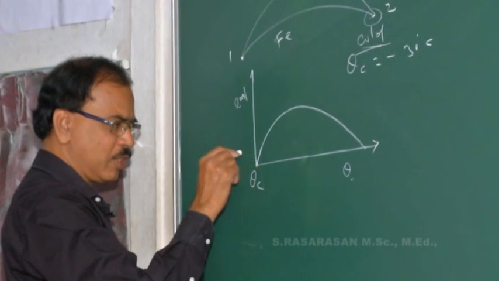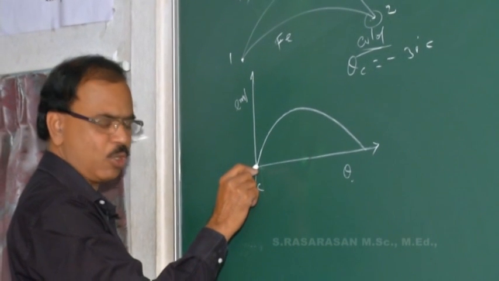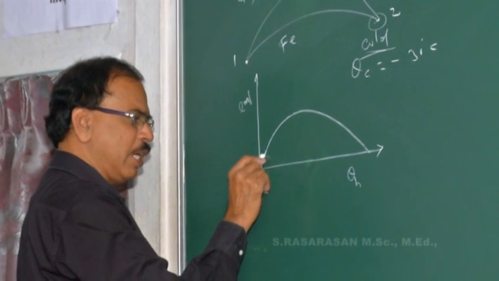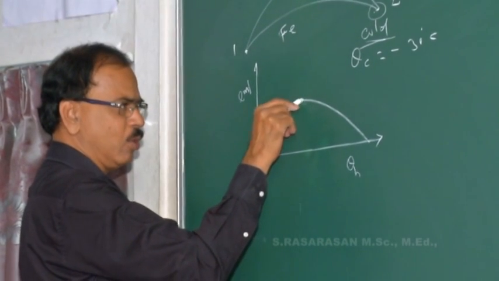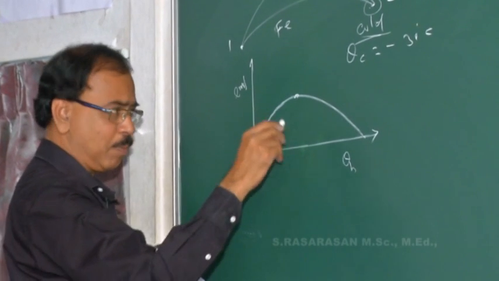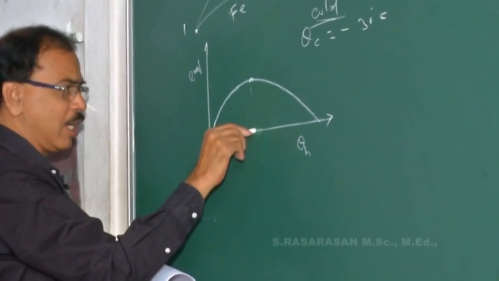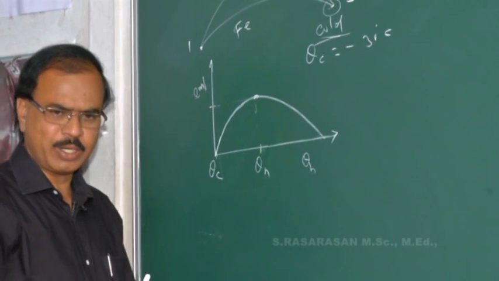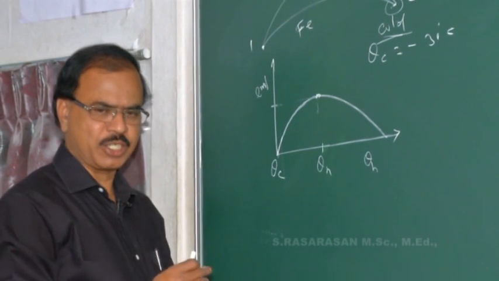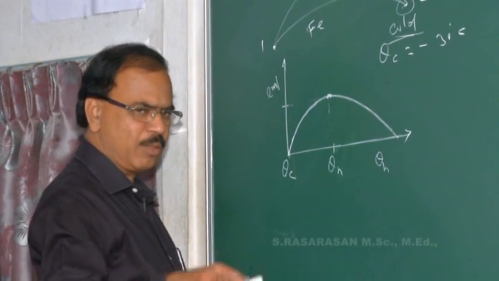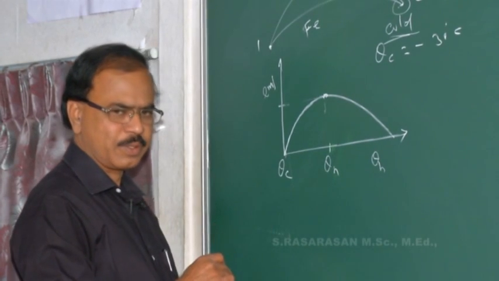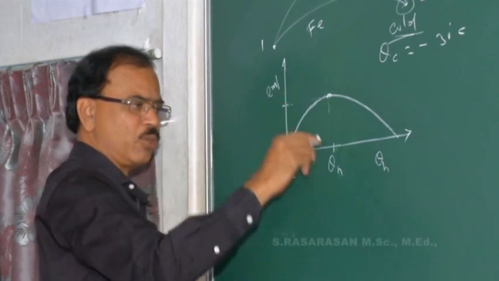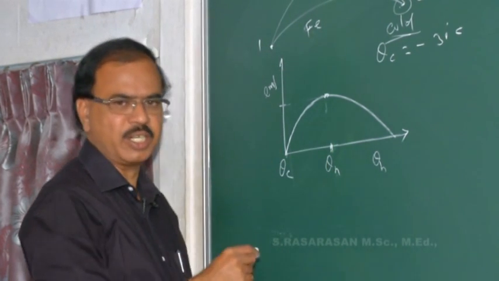Here when the temperature is equal to the cold junction temperature, no thermo EMF. When the hot junction temperature is increased, the thermo EMF increases and reaches a maximum value. In the thermocouple, the particular temperature at which the thermo EMF is maximum is called neutral temperature. That is the definition of neutral temperature. It is the temperature of the hot junction at which the thermo EMF is maximum. That is neutral temperature. For a given thermocouple, this neutral temperature is always a constant.